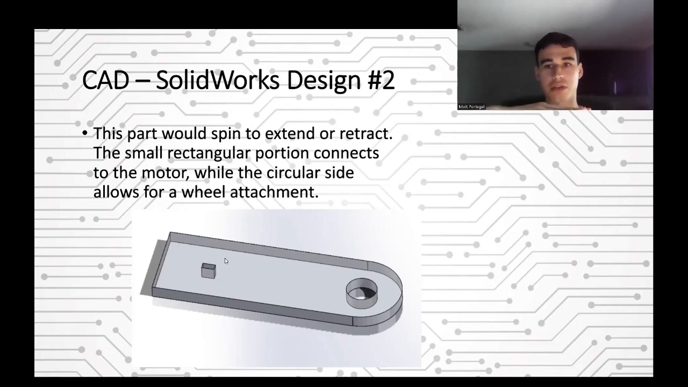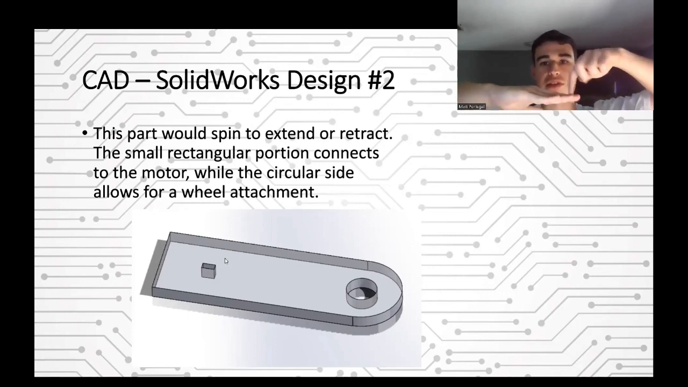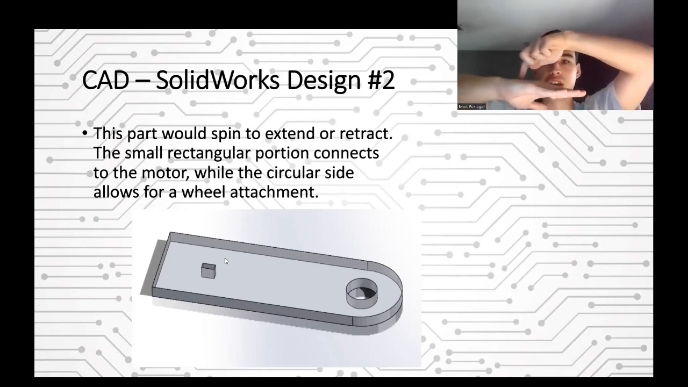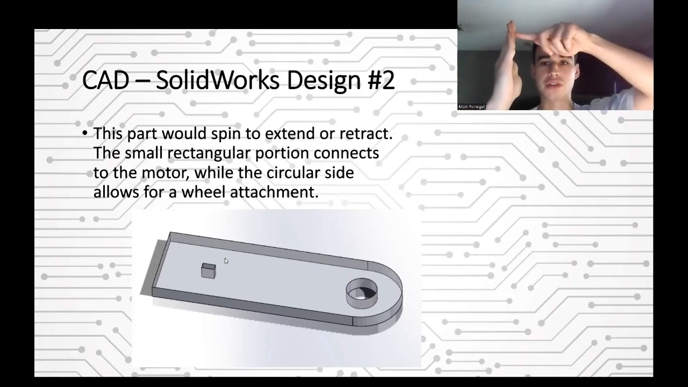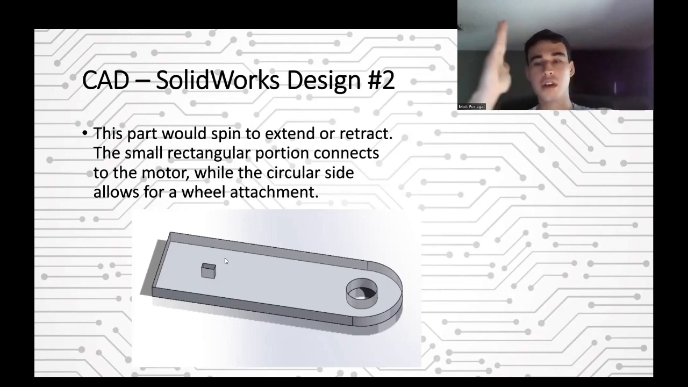So the way it works, I'll use my hand as a demonstration. This is the part where it connects to the stepper motor, and this is where the wheel is. And basically how it works, very simple, is it turns just like this. So I'll describe it in this situation. The rectangular part is up here while the wheel would be down here.